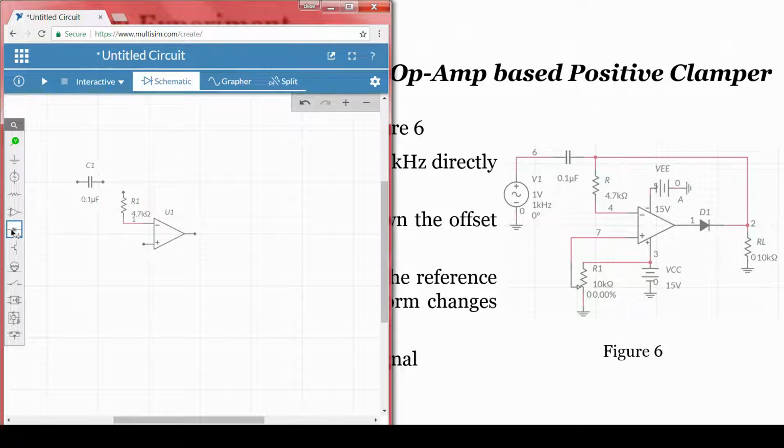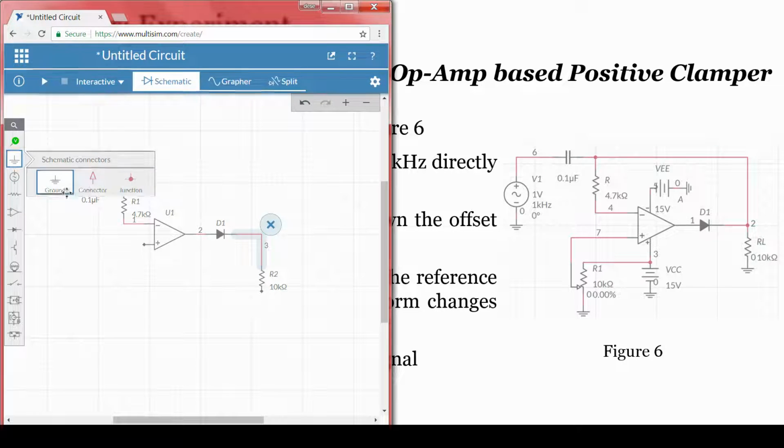Since it is also a clamper, we have to take a diode even in this case. Since we are constructing a positive clamper, the anode of the diode has to be connected to the output of the operational amplifier. I will take a load resistance to just look into the output signal with a very high resistance value, so that it will not load your circuit, connecting it this way, and the other terminal I will be connecting to the ground. Let me make the full connections.